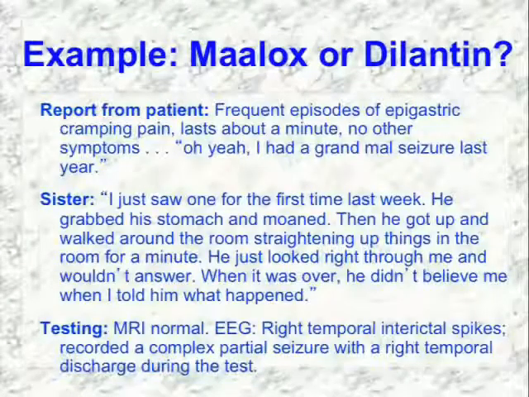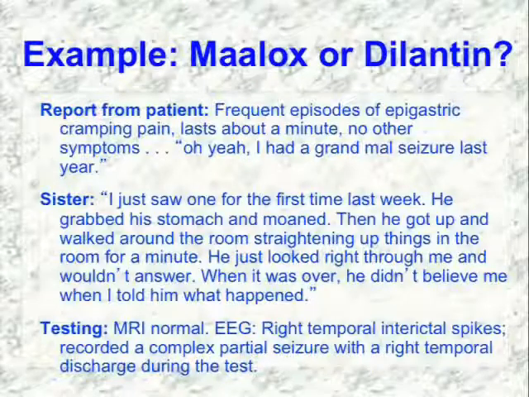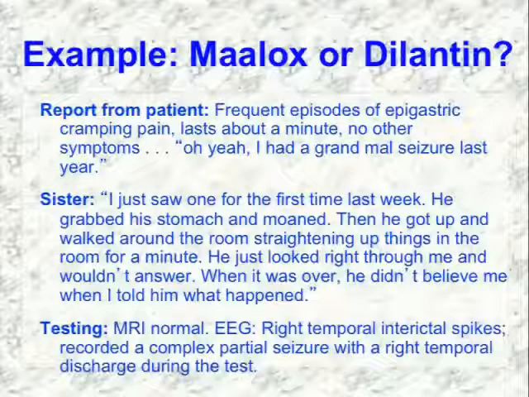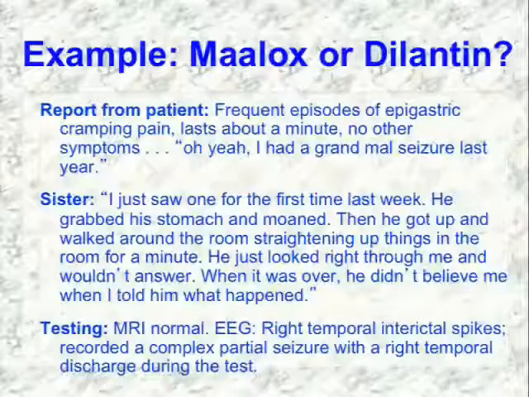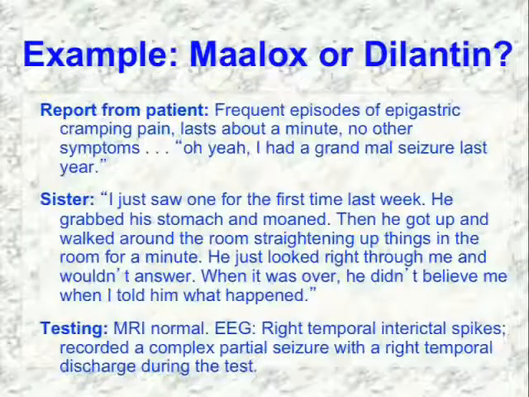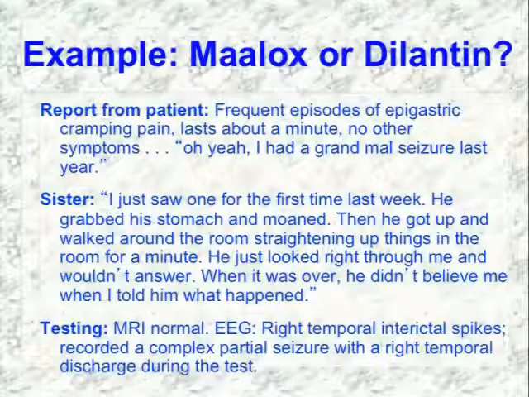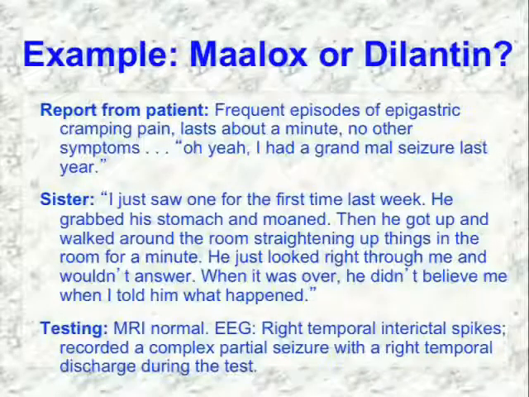So here's an example. I've used this example endlessly. Dr. Swanson has heard this at least 5 times. This is a case that's over 20 years ago, but I think it's a good illustration of the process you go through when making the diagnosis of seizures.